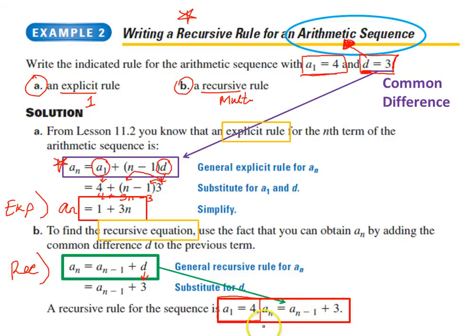So the recursive rule has 2 parts to it. A sub 1 is 4. That was the first part we defined. And then a sub n equals a sub n minus 1 plus 3. So again, explicit, only one equation. Recursive, 2 equations.